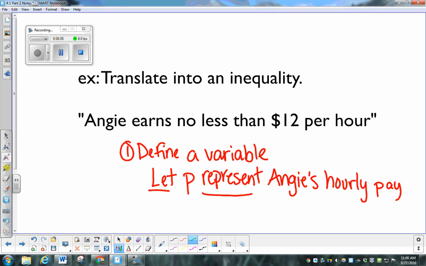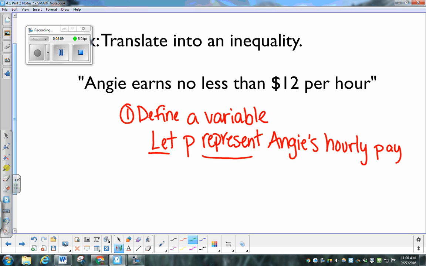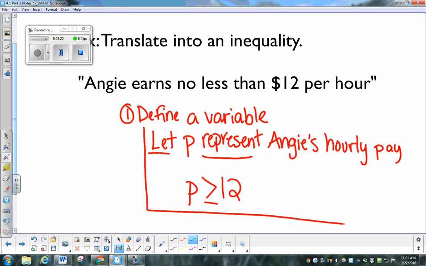We know she earns no less than $12 an hour. So her pay, P, has to be bigger than 12. No less than that. But it could be $12 an hour, so we want to put the or equal to under it. So this entire thing right here is our solution, because you need to define your variable, and then your second step is to write the inequality for it.